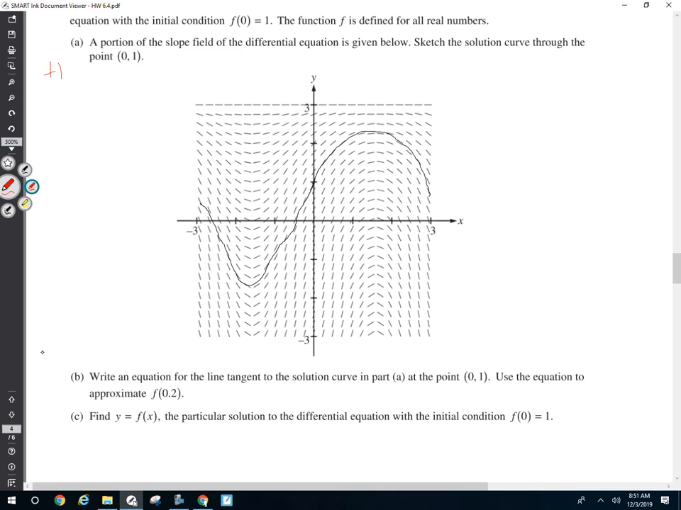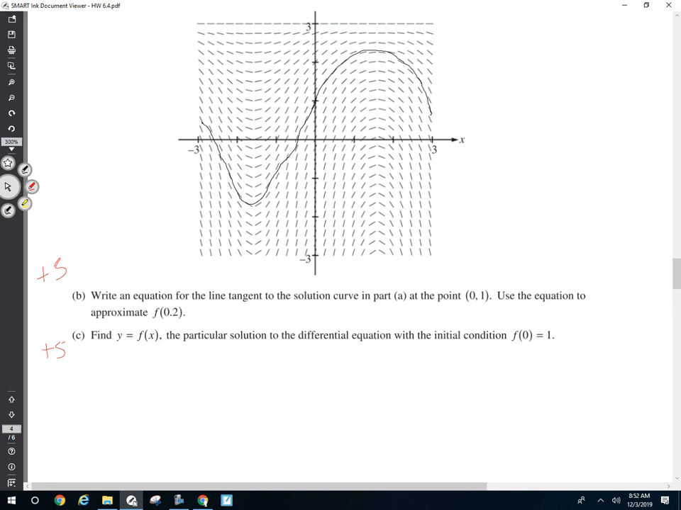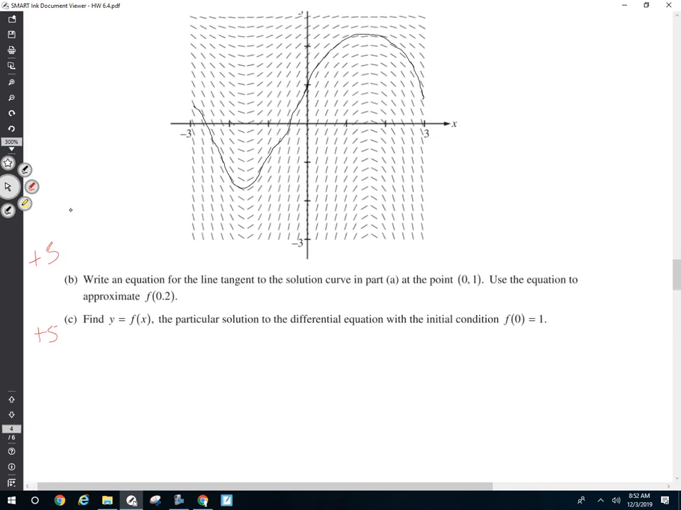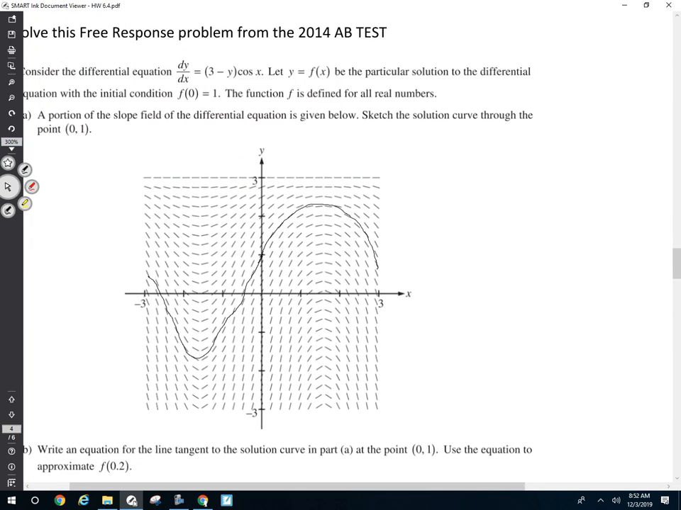Part B may be worth like 3 points instead of 2. It might be worth 2, and then that means part C is worth 6 possibilities. Not sure. Let's say this is worth 3 and this is still worth 5. So we're going to write the equation of the tangent line passing through the point 0, 1.